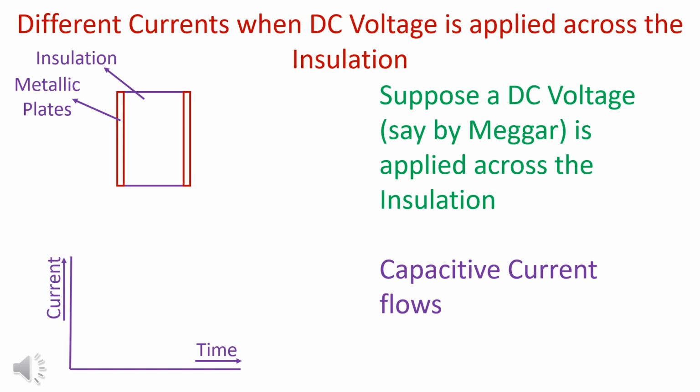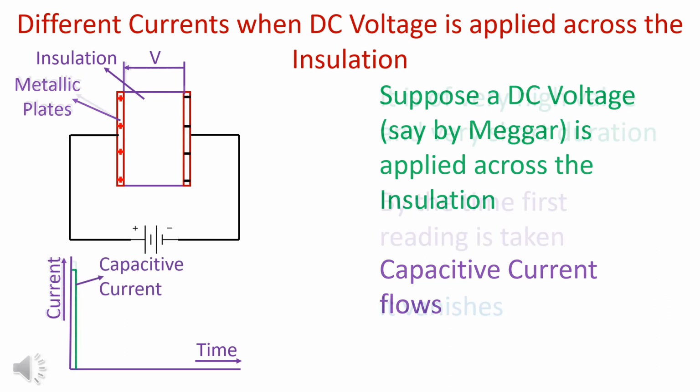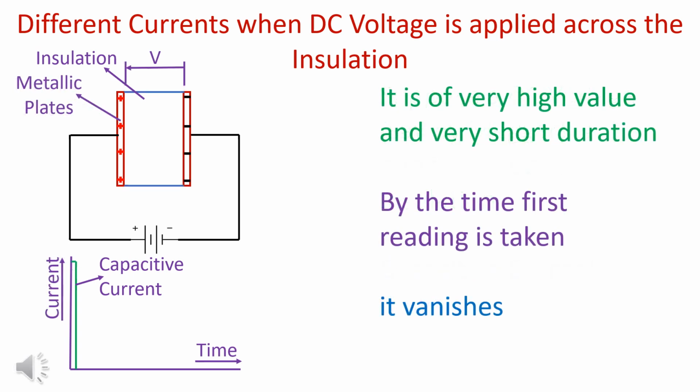Now let us understand various currents produced when a DC voltage is applied across the insulation. When a DC voltage is applied, charges accumulate on both sides of the insulator. This results in a capacitive current. This current is very high and is of a very short duration.